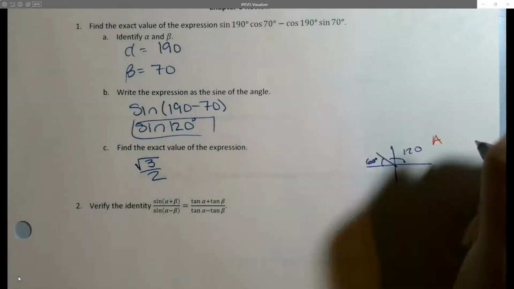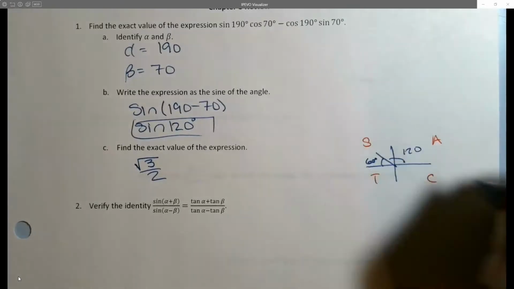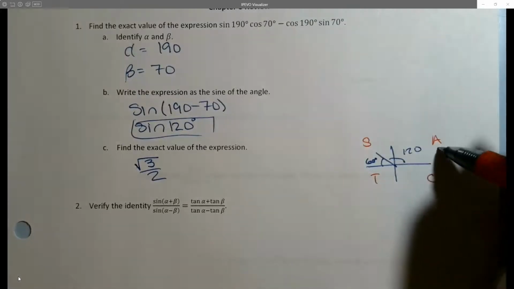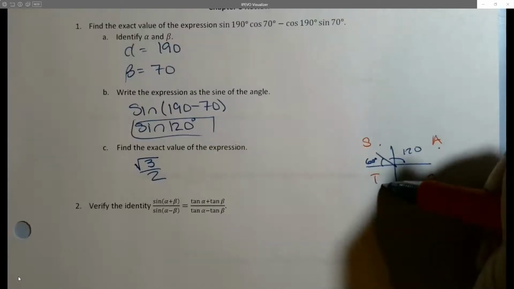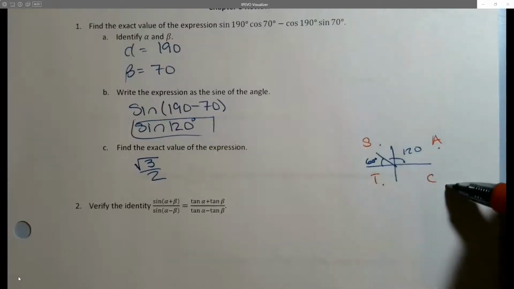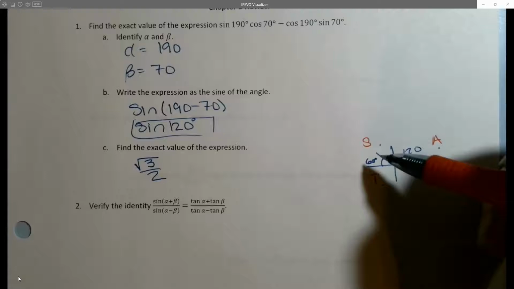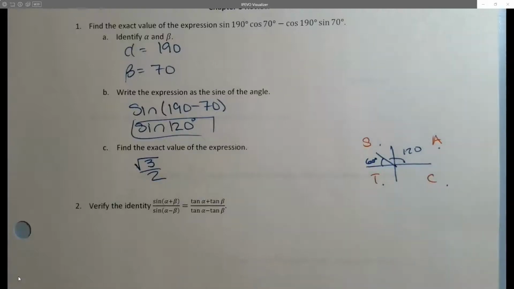So we have the mnemonic, all students take calculus. All are positive in the first quadrant. Only sine is positive in the second. Only tangent is positive in the third. And only cosine is positive in the fourth. We're in the second, so this one is positive.